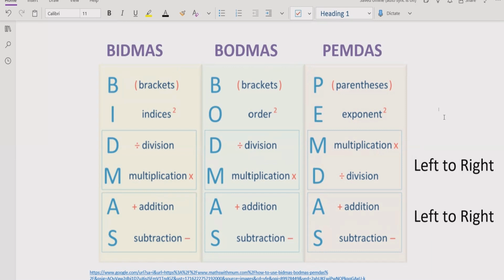You go through your expression left to right and see which operation comes first. If division comes first, you solve the division first, and if multiplication comes first, you solve the multiplication first. Similarly, for addition and subtraction we have the same rule. We go left to right and see which operation comes first. If addition comes first, we solve the addition first, and if subtraction comes first, we solve the subtraction first.